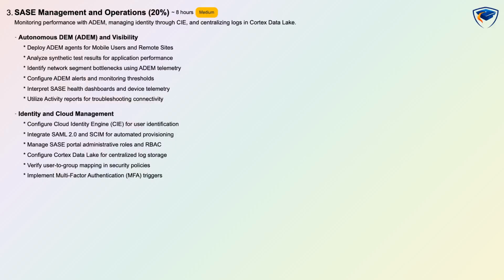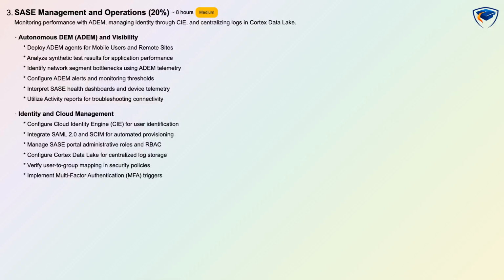SASE Management and Operations is weighted at 20%, rated medium, and has an estimated learning time of 8 hours with hands-on and conceptual assessments. This domain covers Autonomous DEM and visibility, teaching you to deploy ADEM agents for mobile users and remote sites, analyze synthetic test results to measure application performance, identify network segment bottlenecks using telemetry, and configure alerts and thresholds for proactive monitoring.